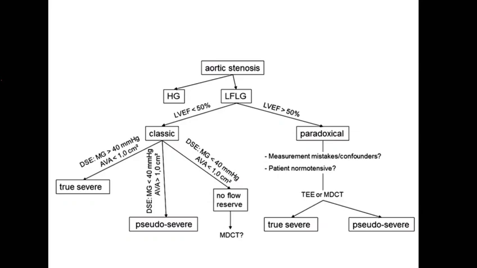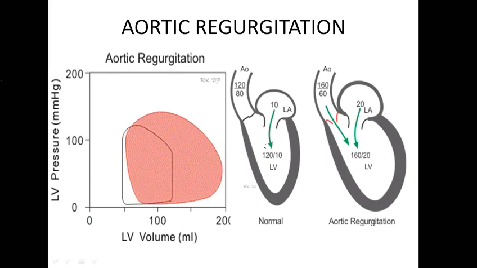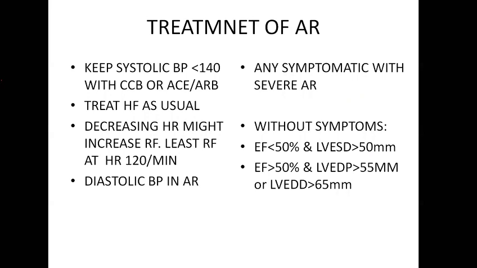Aortic regurgitation is another valvular disease which has markedly increased afterload, mainly because of the increased systolic blood pressure as well as due to the dilatation of the left ventricle. So it tries to compensate for that by increasing the thickness of the left ventricle. And here, because the volumes are important, the way to know which patients need surgery is not the ejection fraction, but the volumes. Either the LV end systolic diameter is more than 50 mm if the ejection fraction is reduced, or if the ejection fraction is okay, the end diastolic diameter needs to be around 60 or more.